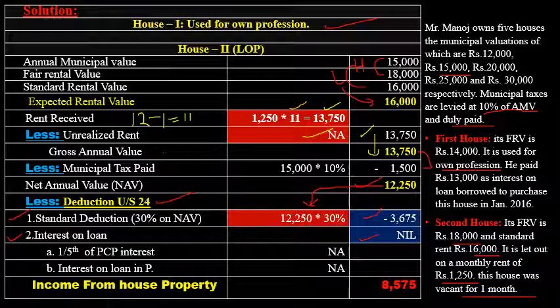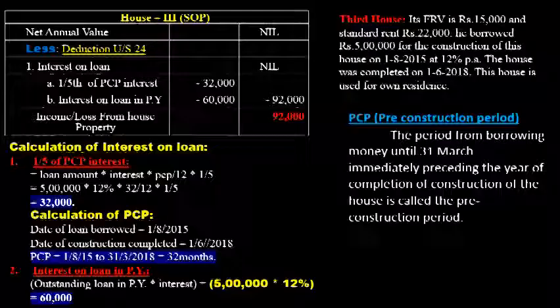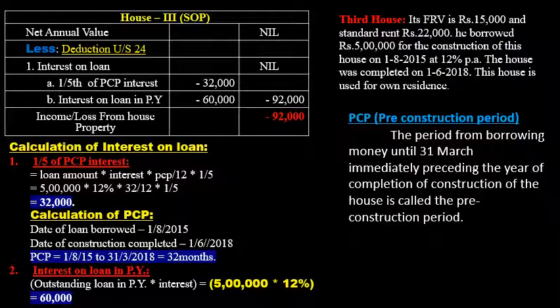So income in case of second house property is 8,575. Net annual value 12,250 less standard deduction 3,675. The balance 8,575 is the income of second house property. So this is the solution for the second house. So now I am going to assess the third house.